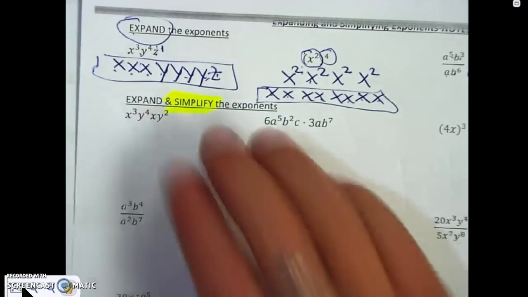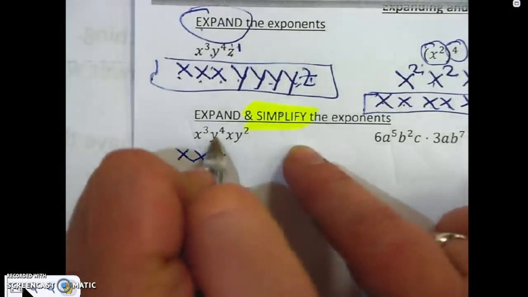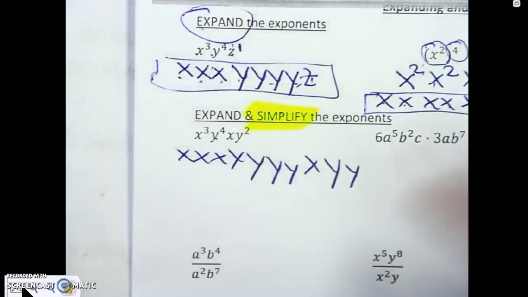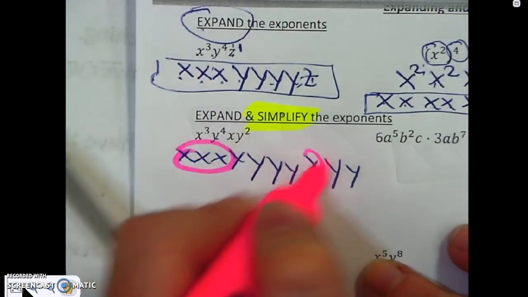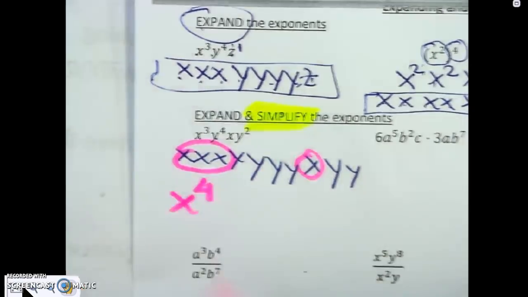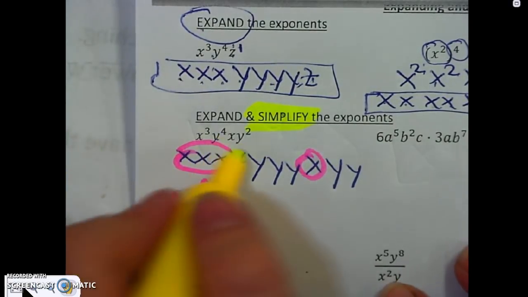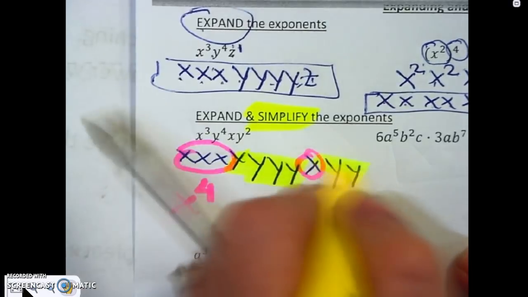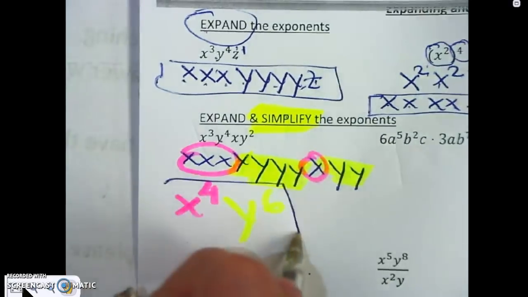So now we're going to do this one, and we're going to expand and simplify. So here's how we do it. X, x, x, y, y, y, y, x, y, y. So I look. X's: 1, 2, 3, 4. I see my y's: 1, 2, 3, 4, 1, 2. Y to the 6th. Simplify.